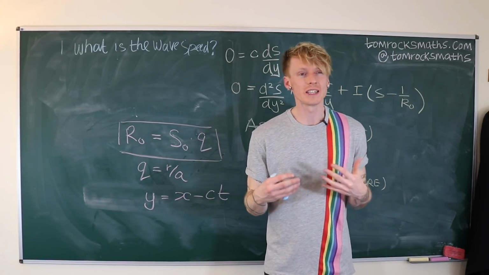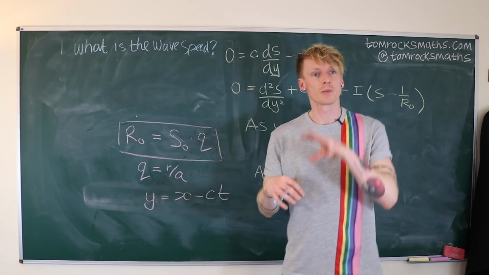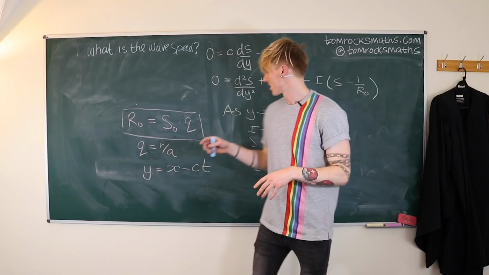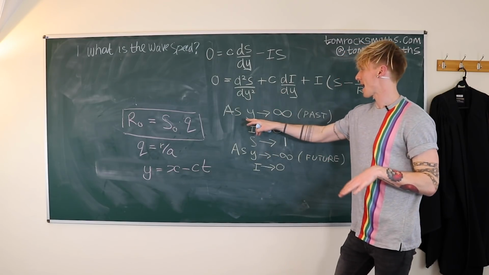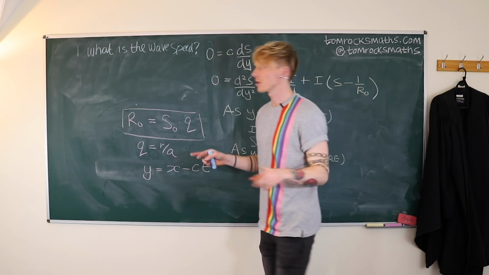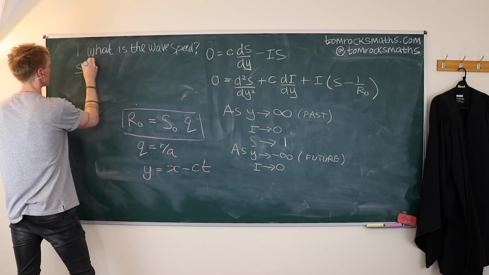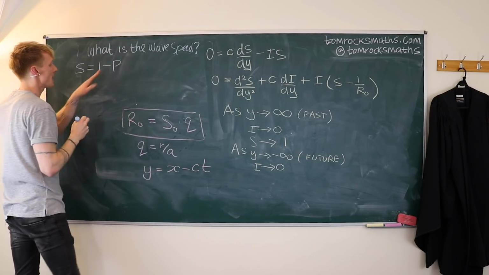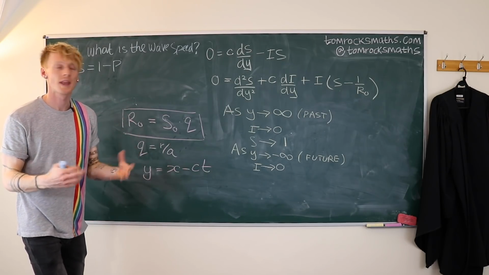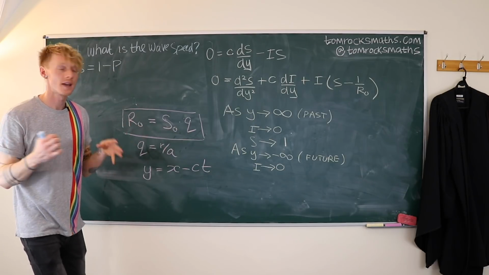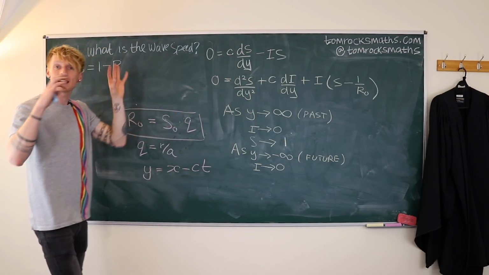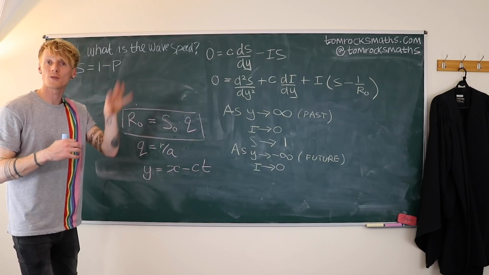I'm not going to go through all of the details, but the basic idea is that we use the value of S in the past to make an approximation. So as we go into the past, y goes to infinity, S is going to 1. And so what we do is we say that S is equal to 1 minus p, where this term p is going to be small. It's an approximation. And then, because we are linearizing, this is telling us that we want to substitute this into our equations and ignore any terms which are p squared and higher.